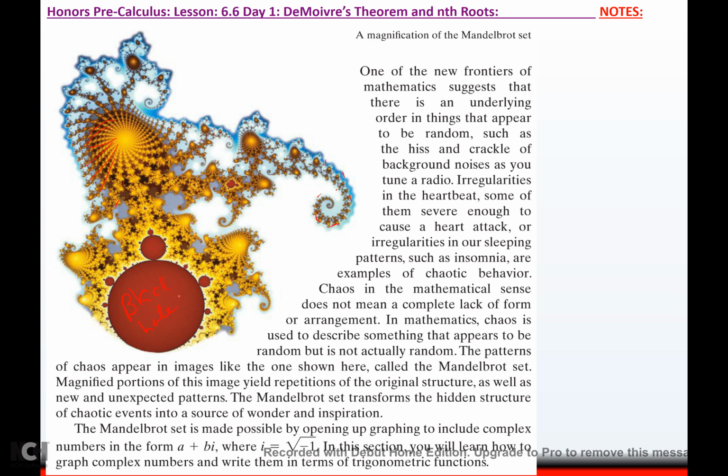Anyway, it's chaos theory. The Mandelbrot set is made possible by opening up graphing to include complex numbers in the form a plus bi, where we know i is equal to the square root of -1. In this section, you're going to learn how to graph complex numbers and write them in terms of trigonometric functions.